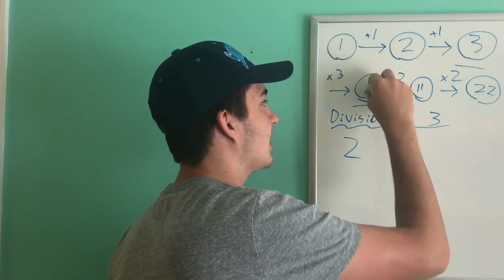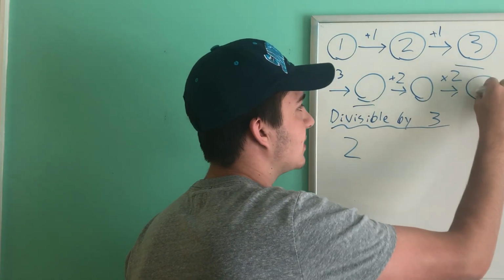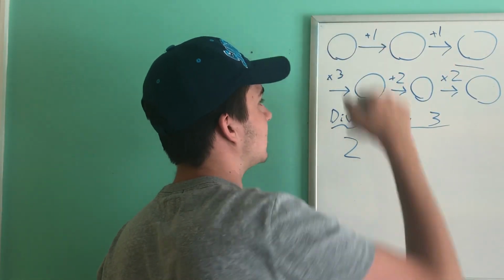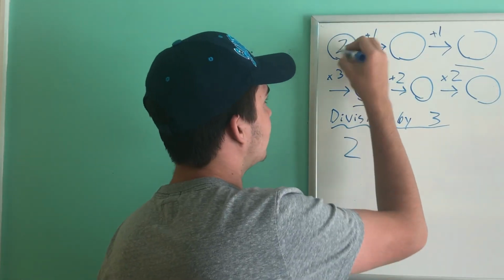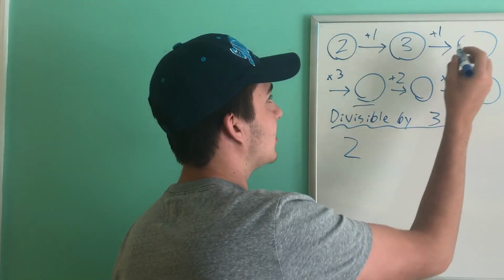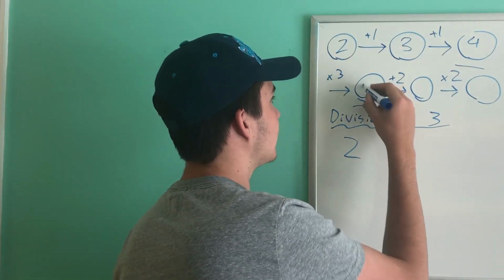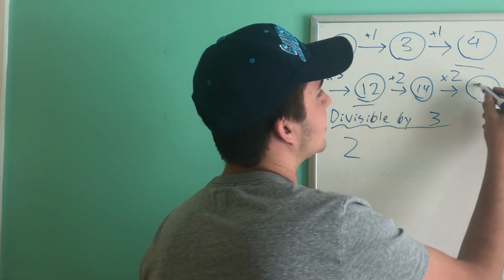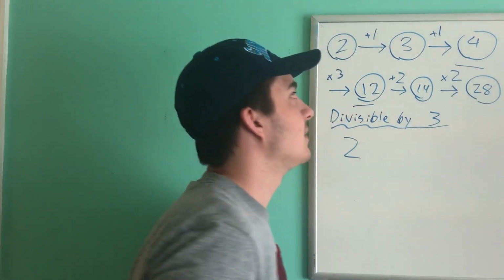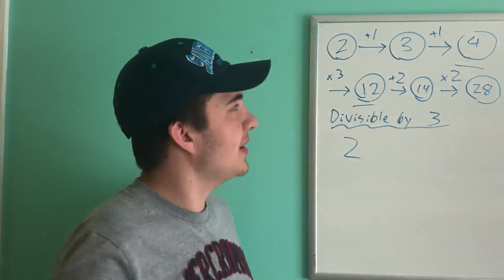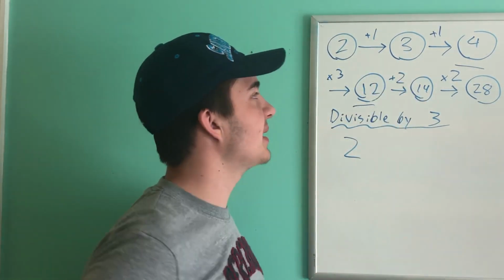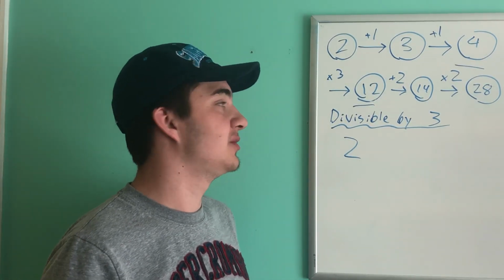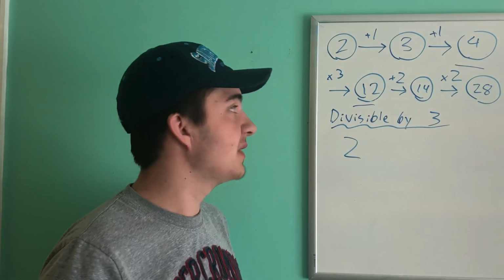So let's try putting 2 inside and see what happens. 2 plus 1 is 3. Plus 1 is 4, times 3 is 12, plus 2 is 14, times 2 is 28, right? So let's go over them. Is 2 divisible by 3? No. Is 3 divisible by 3? Yes. Is 4 divisible by 3? No. Is 12 divisible by 3? 3, 6, 9, 12, yes.